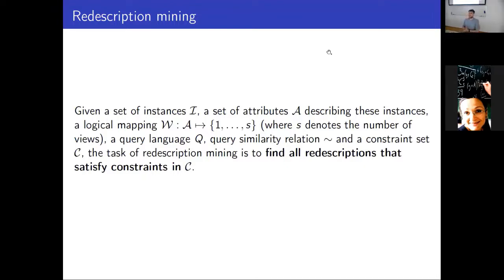So formally, Redescription mining works with a set of instances, let's denote them I, a set of attributes A describing these instances, a logical mapping W that maps these attributes to some views. They are denoted by numbers here. We have a query language. Here we will come to the connection with logic. We also have some similarity relation, and a constraint set that we will call C. The task is to find all redescriptions that satisfy the constraints in this set C. And as I move on with the presentation, I will explain what all these things are.